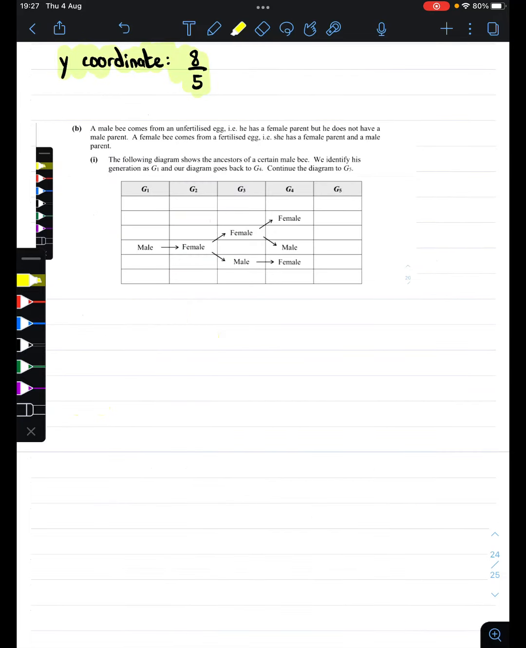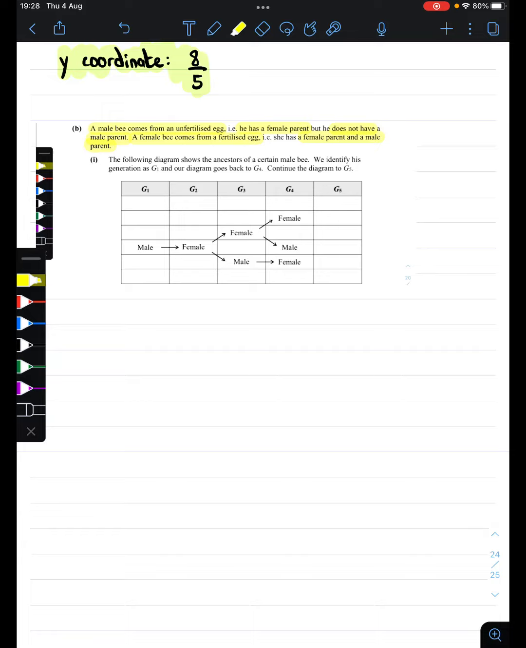Alright, now on to part B. A male bee comes from an unfertilized egg, so he only has a female parent. He does not have a male parent, whereas a female bee comes from a fertilized egg, so she has a female parent and a male parent. Okay, so the following diagram shows the ancestors of a certain male bee.